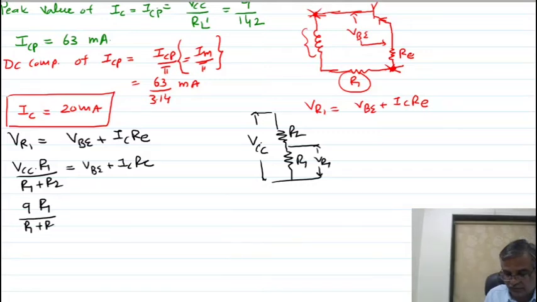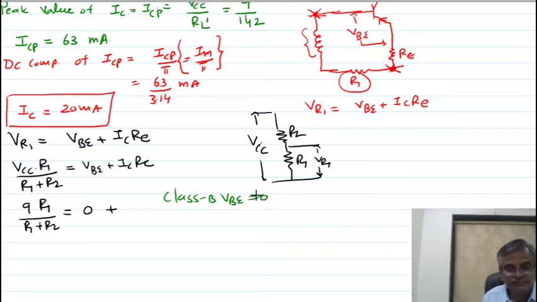R1 plus R2. For class B operation, VBE is 0, you know. So I can write here 0 volt. So if it is class AB, what should I write? 0.5.